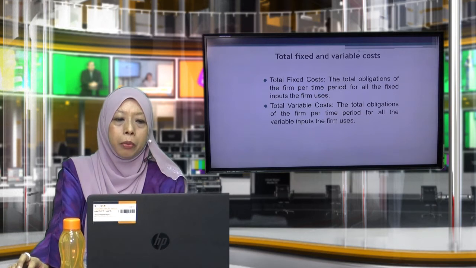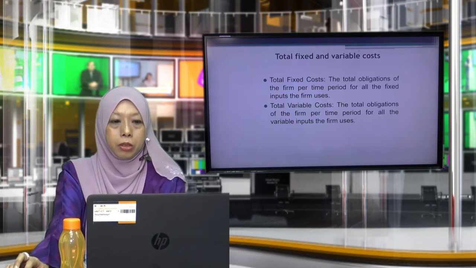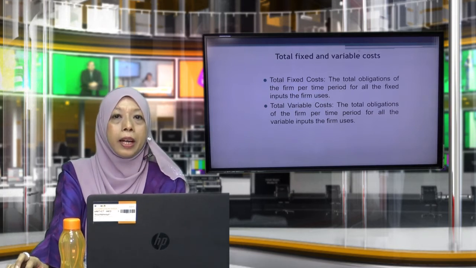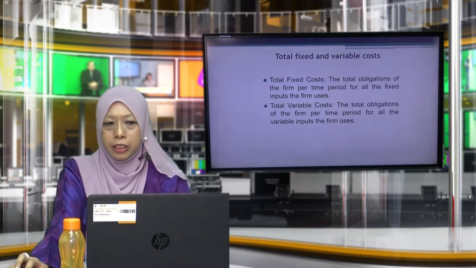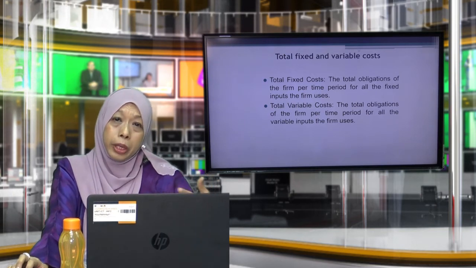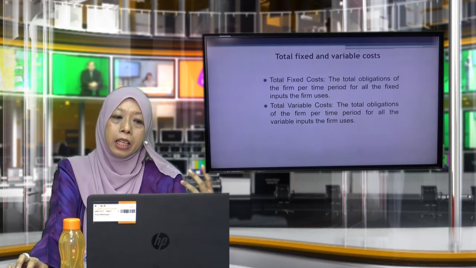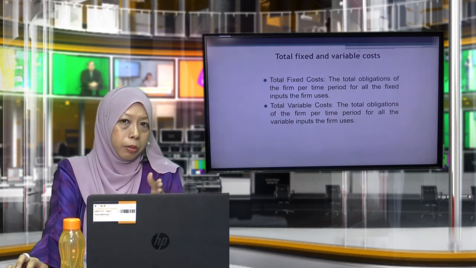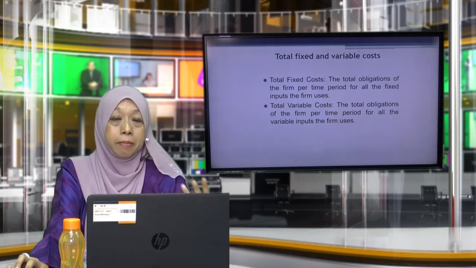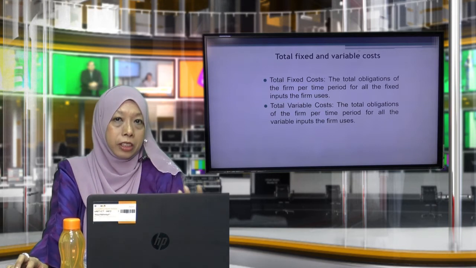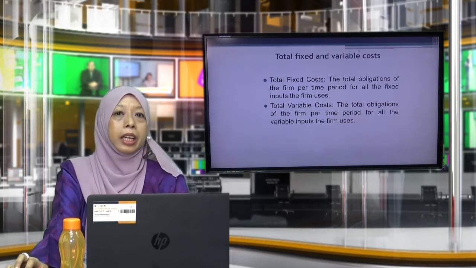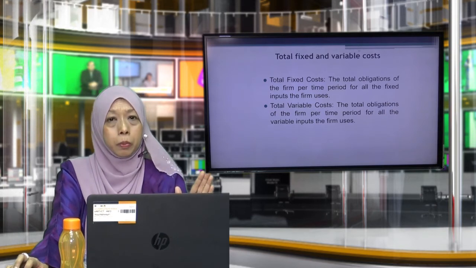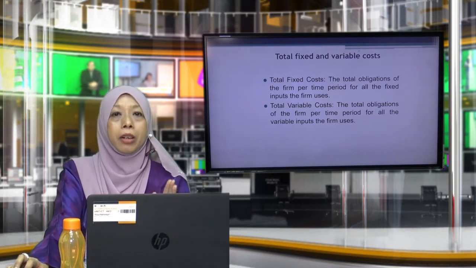Now variable cost would be the total obligations of the firm per time period for all the variable inputs that the firm uses. So variable cost, in other words, comprises the cost of using variable input. If we look at the definition of fixed cost and variable cost, they are consistent with the way we define fixed input and variable input. Remember that in the short run, one of the inputs that we use is fixed input, and fixed input, as the name suggests, is fixed in quantity. So fixed cost is the cost of using fixed input, and therefore it is constant with the level of production. It doesn't matter how much you produce, you're going to incur the same amount of fixed costs.